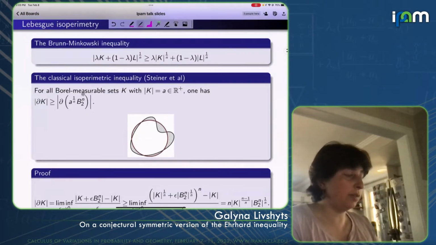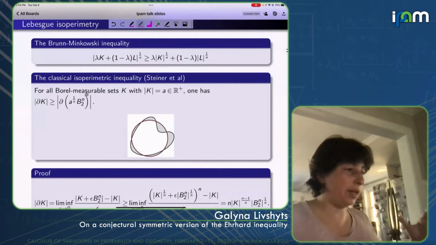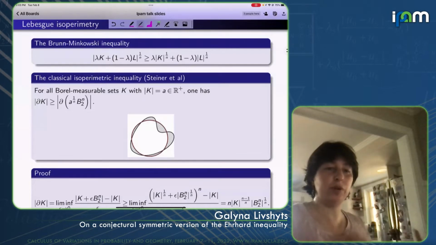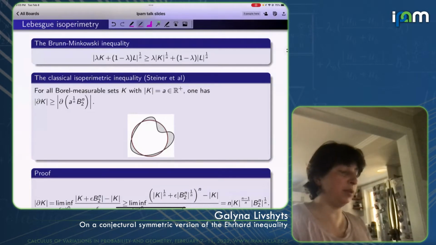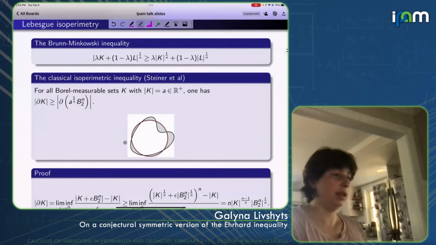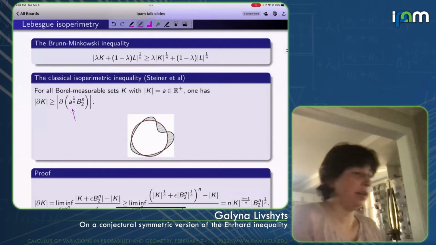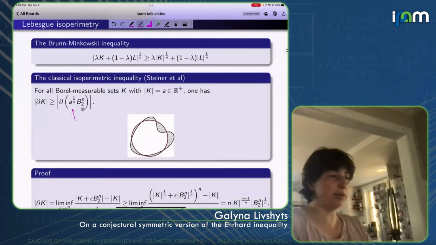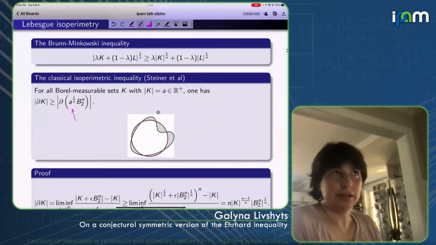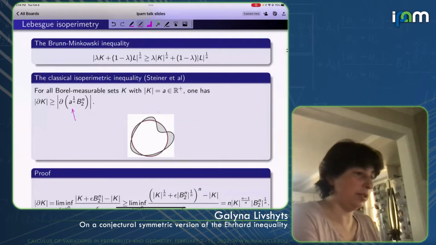And the isoperimetric inequality tells us that whenever we have a Borel measurable set of fixed Lebesgue measure, the perimeter is going to be smaller for the ball of the same measure. So the perimeter of K is bigger than the perimeter of the ball of the same measure as K. And note, by the way, that the ball of the same measure as K has radius A to the power 1 over n, if A is the measure.